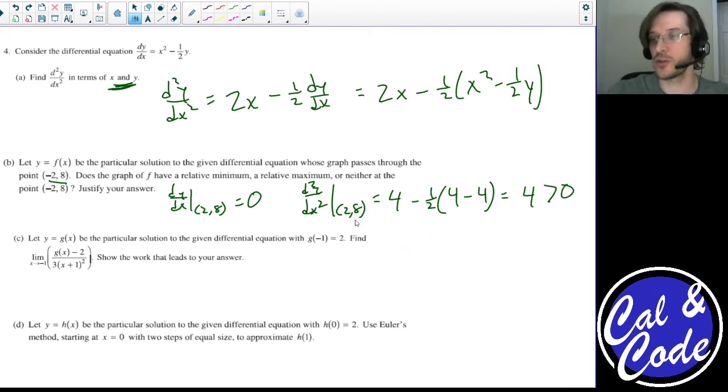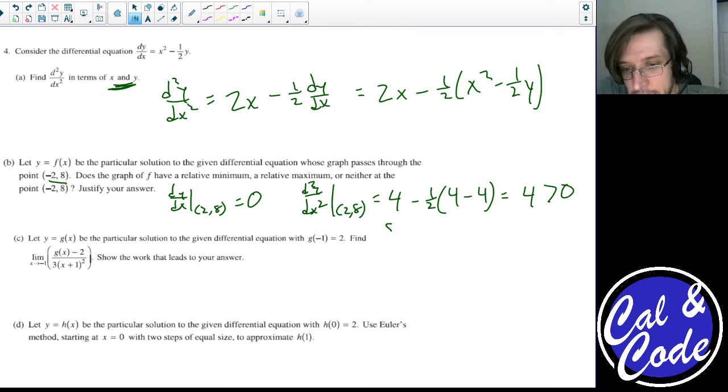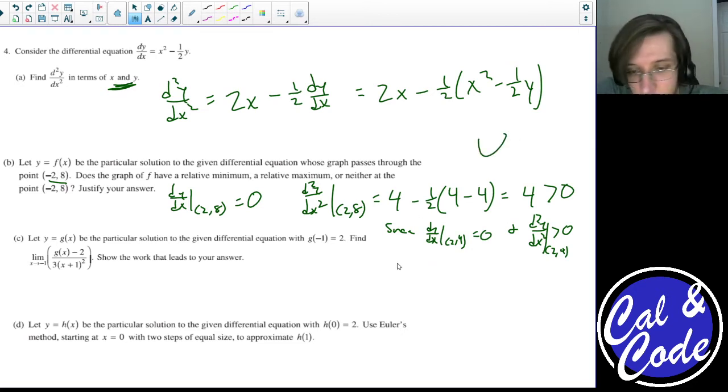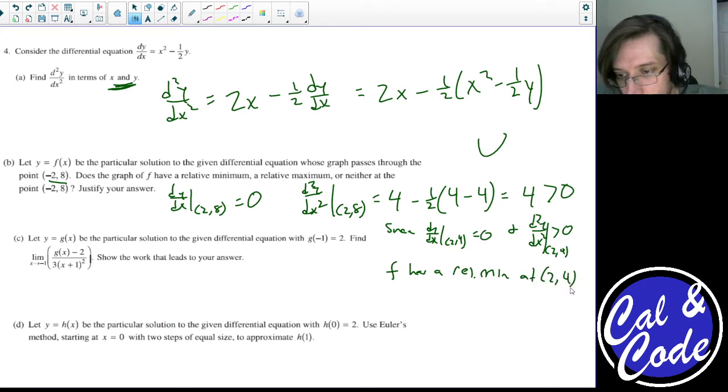And since I have a first derivative of 0 and a second derivative of greater than 0, I can say since dy/dx at negative 2, 8 is equal to 0 and d squared y over dx squared is greater than 0 at negative 2, 8, then I know that this thing is concave up. That lets me know that f has a relative min at negative 2, 8. These were all negative 2, 8s.